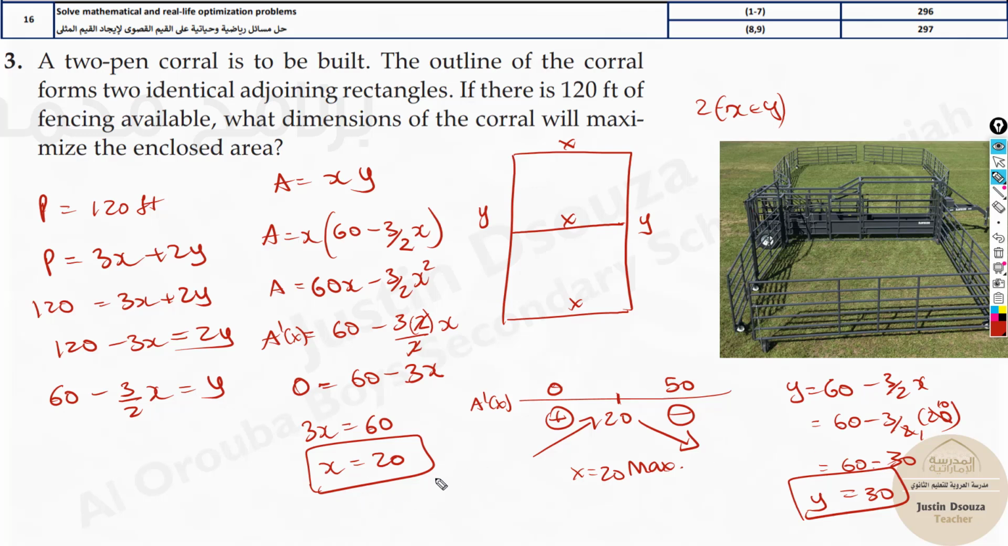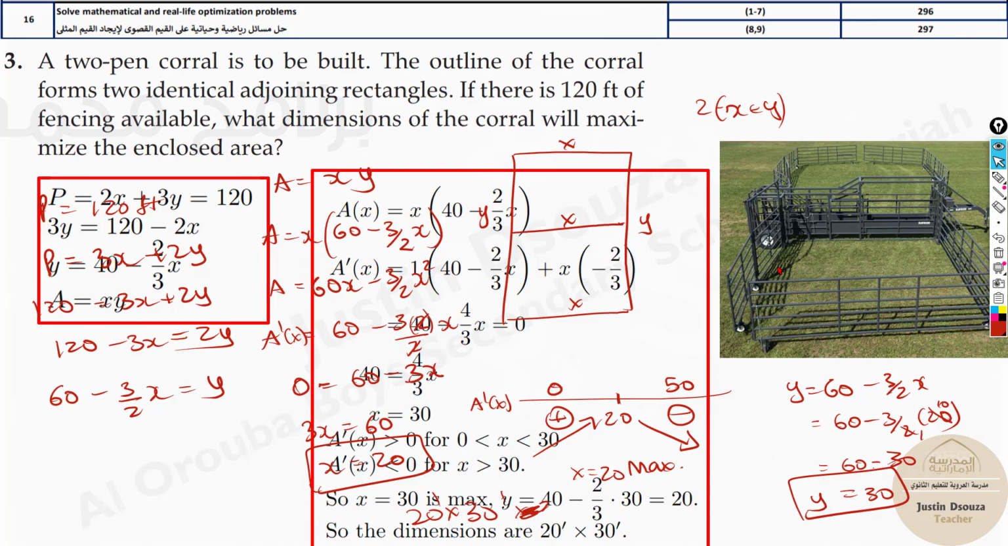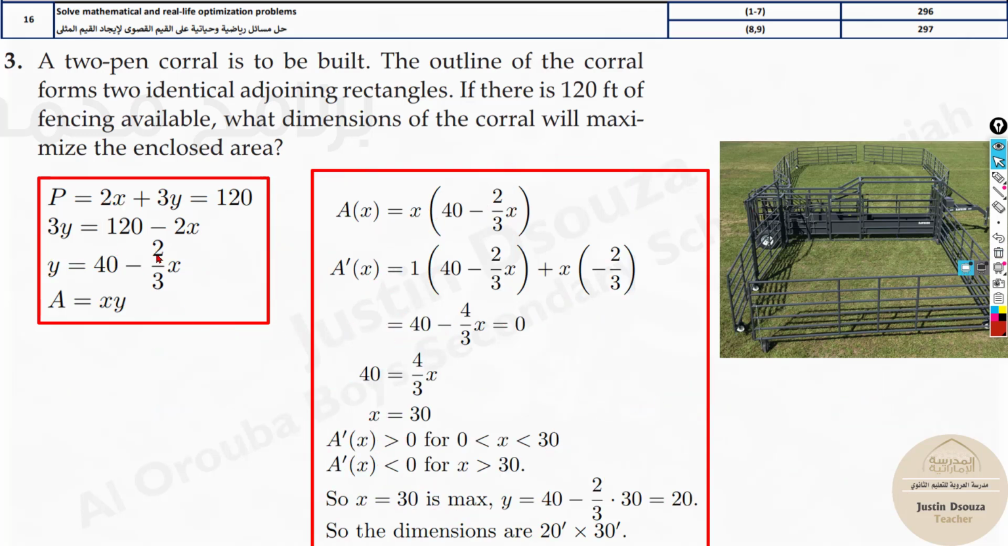So you will have maximum area when the dimensions are, sorry, x is 20. It's 20 by 30 feet. Okay, 20 feet by 30 feet. So that's the answer. So this is how we solve this problem over here. And let's just look into the solutions as well. Yeah, everything is right.